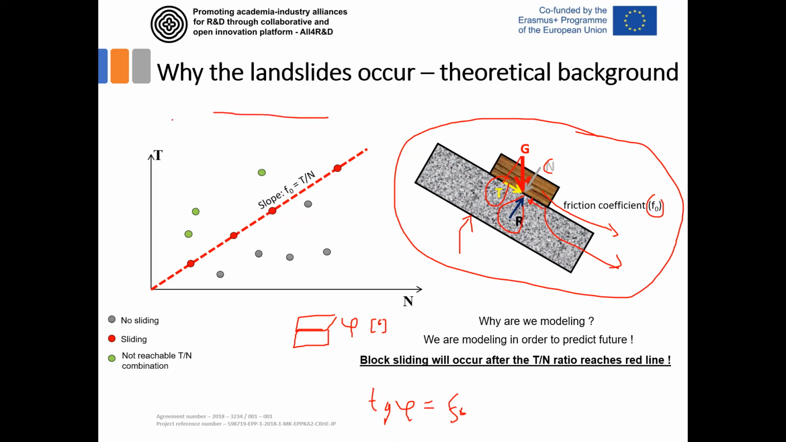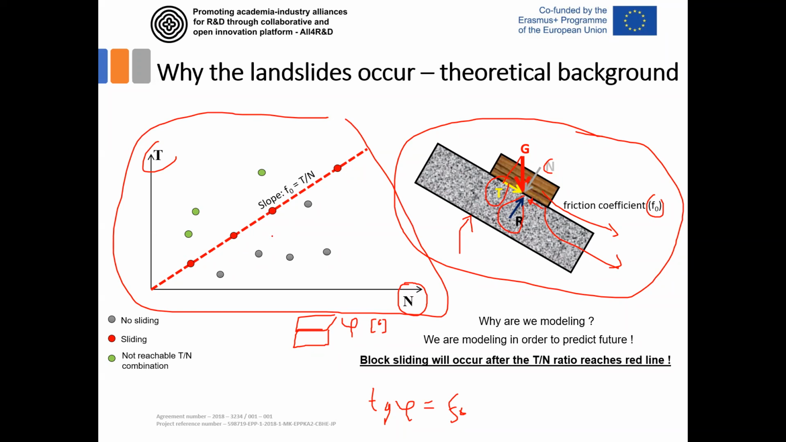It can also be illustrated in this diagram that defines the N force and T force. So we have N force and T force, and we have one limit, this red dotted line, that is defined by the slope of F0. Any combination of T and N that lies below this line is defined in the physical problem as stable. This wooden block will be stable.